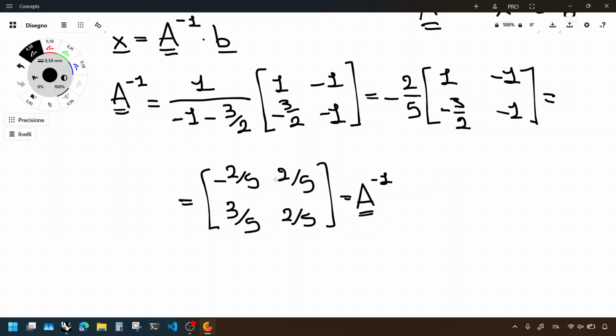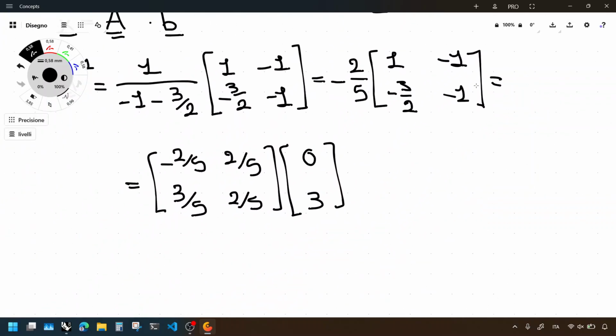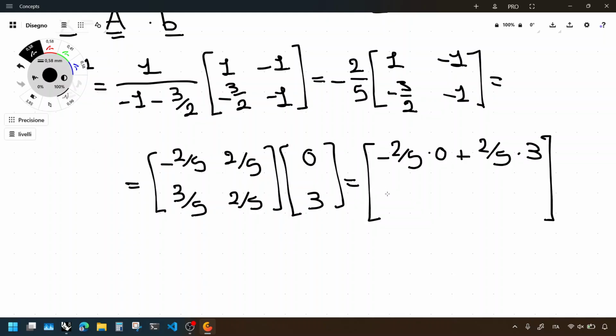So now we can take this A inverse matrix and multiply it by the vector B. So let's write it here directly. Vector B was 0 and 3, if I recall correctly. Yeah, 0 and 3. And this will give us the unknown vector. So let's do that. So it's -2/5 times 0 plus 2/5 times 3. Okay. And then we have 3/5 times 0 and plus 2/5 times 3.